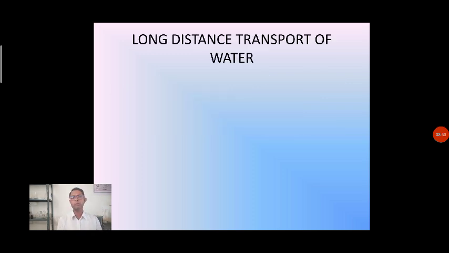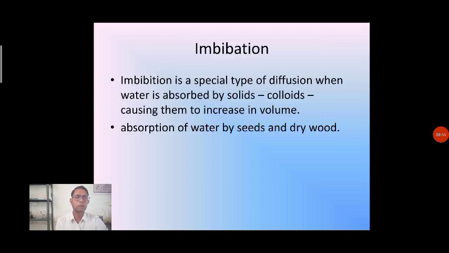Now moving again to our topic, long distance transport. Before starting this, we can take a look at the points discussed. Up till now we have discussed four points. One, we have discussed diffusion, we have also gone through osmosis, then we have seen plasmolysis, and the last terminology which we discussed is imbibition. Now these four terminologies, or we can say these four processes, are the most important processes which take place in short transport of water molecules.